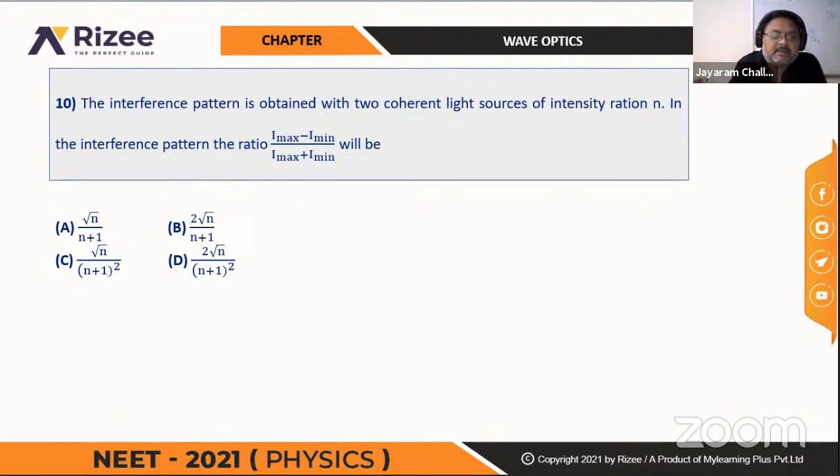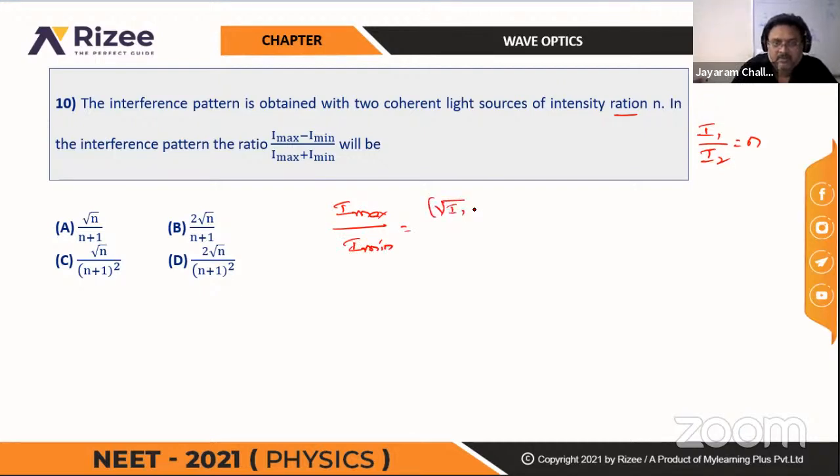Next, in the interference pattern, two coherent light sources have an intensity ratio I1 by I2 equal to N. The question asks for the ratio of I maximum minus I minimum by I maximum plus I minimum, which is the visibility. So I will first find the I maximum by I minimum value. Let's try to find it out first. What is I maximum by I minimum?